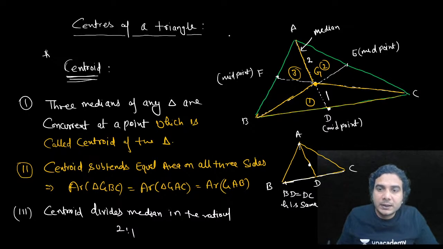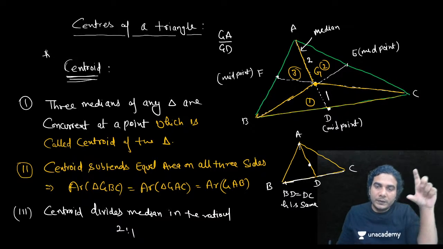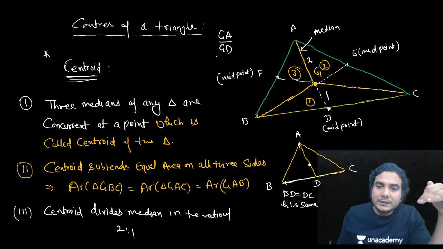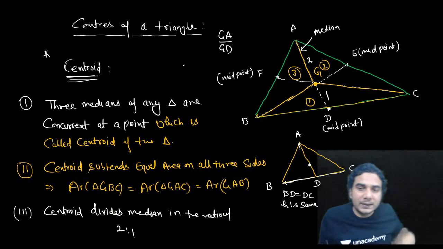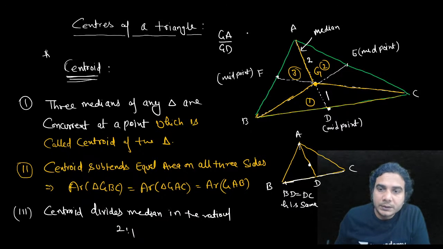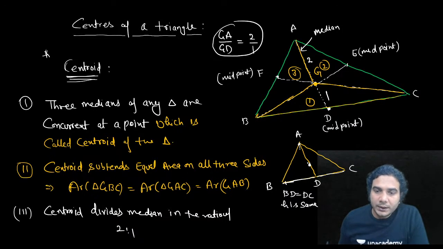Okay, what is this? GA upon GD. So the distance of G from the vertex is twice the distance of G from side BC. I mean, not the perpendicular distance, but this lower portion of the median. So GD to the midpoint of BC is 2:1. Okay, this is 2:1.